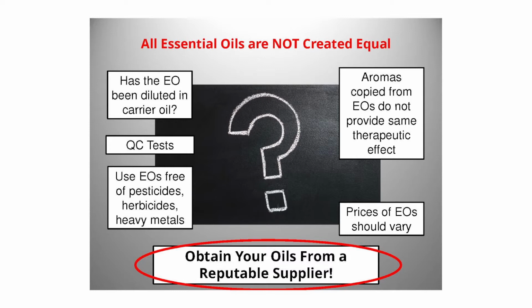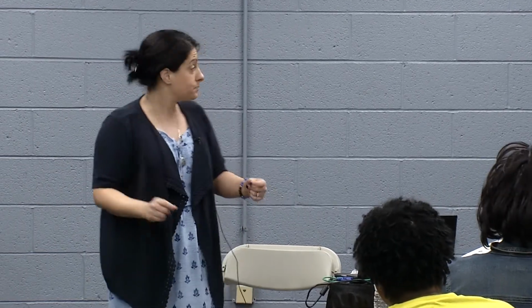Understand that aromas that are copied from essential oils do not provide the same therapeutic effect as the essential oil in question. So I'm going to give you an example. Carnation essential oil has its own essential oil properties. It's not one that's used very commonly because it's expensive. However, if you combine black pepper and ylang ylang in the right combination, in the right ratio, it will smell like carnation essential oil, but it will not provide the same therapeutic effect. So it's something to be very conscientious of.